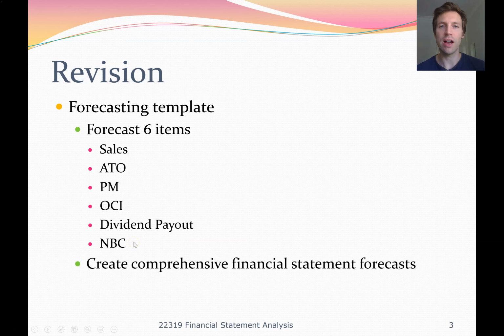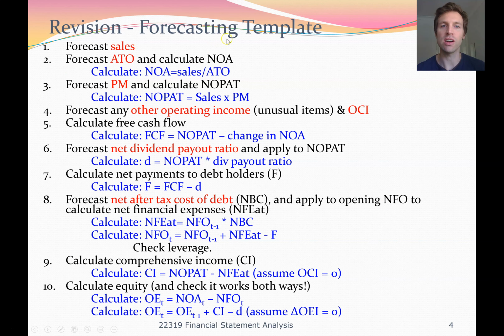By forecasting these 6 items and doing some calculations by following this forecasting template, we end up with a comprehensive forecast, which gives us comprehensive income, so the bottom line of our profit and loss statement, and our equity, the bottom line of our balance sheet. The items in red, sales, ATO, profit margin, other income, net dividend payout ratio, and net after-tax cost of debt, or the NBC, are what you have to forecast. You have to estimate or guess these numbers moving forward for your firm. Once you've done these estimations, you can then calculate everything in blue, and you'll end up with your comprehensive forecast.